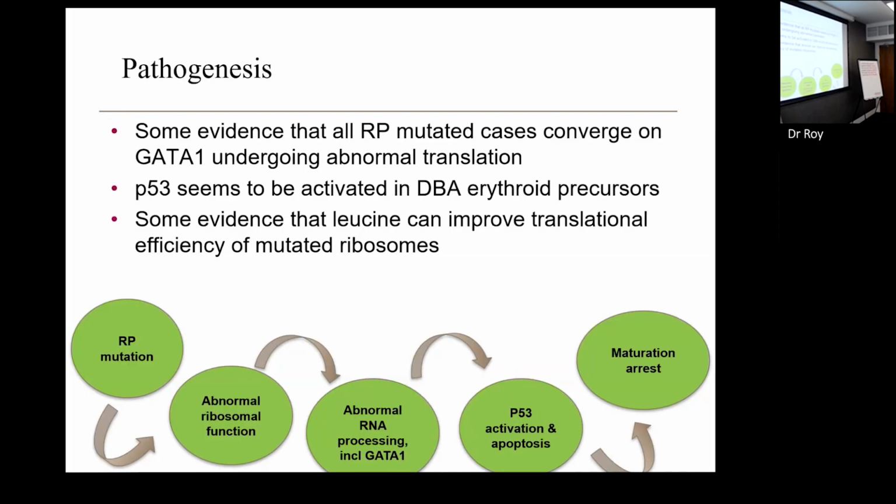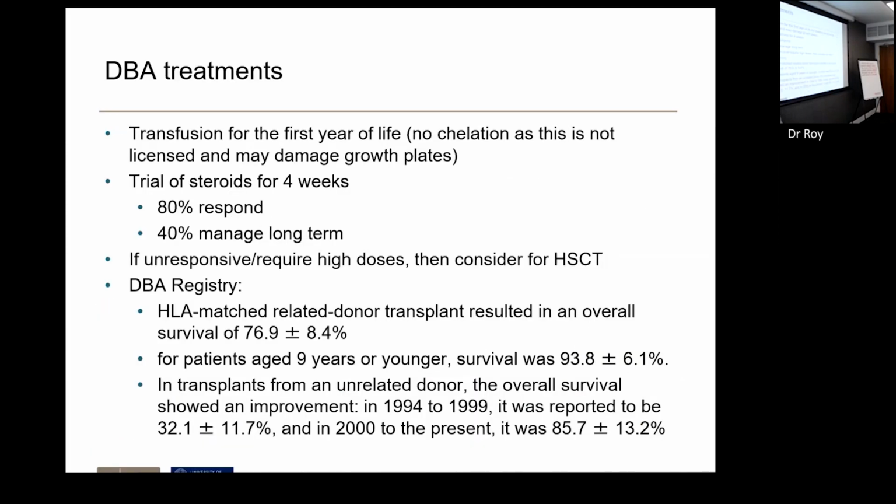For those who are interested in the genetics of it, we've got these ribosomal protein mutations, which then lead to abnormal ribosomal function, and then the abnormal ribosomes can't process RNAs correctly. And GATA1, I was talking about KLF1 being a transcription factor. GATA1 is an even more important transcription factor in red cells. And so it doesn't get processed normally. It triggers this P53 and apoptosis, and that's what leads to the maturation arrest.